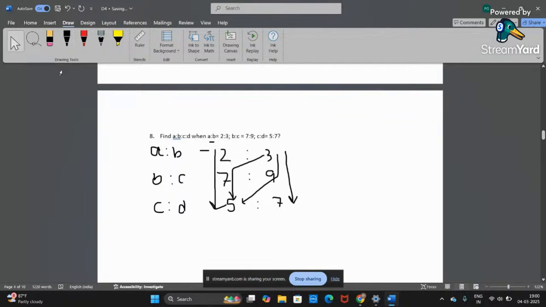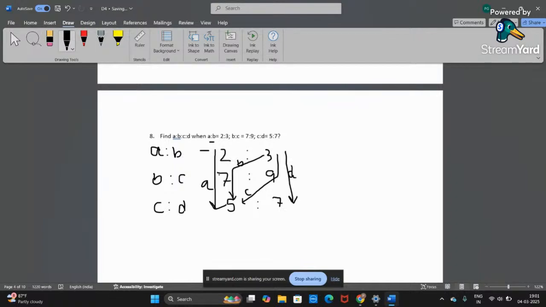This is a short trick to find the answer in the form of A is to B is to C is to D. For A they have given one value. For B there are two values, right? For B we have 3 and 7. For C we have 9 and 5. For D it is again one value, 7. First we have to write it down in this way. This is to find A, this is to find B, this is to find C, and this is to find D.